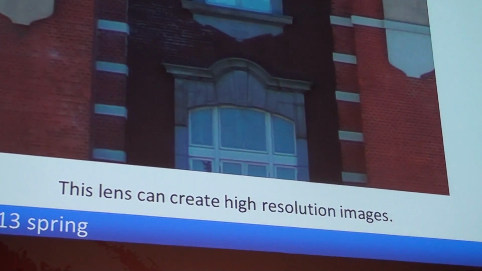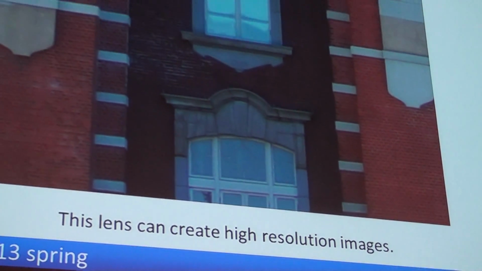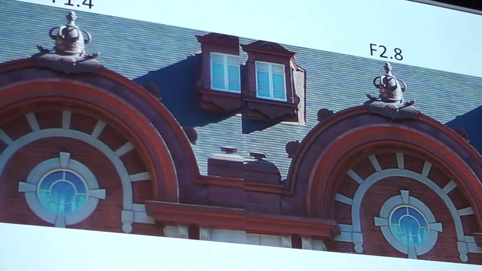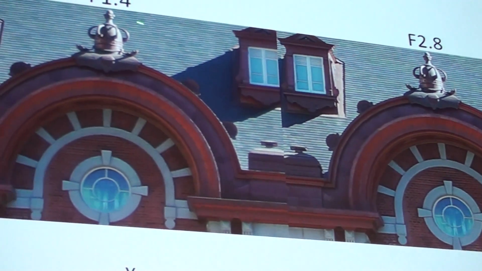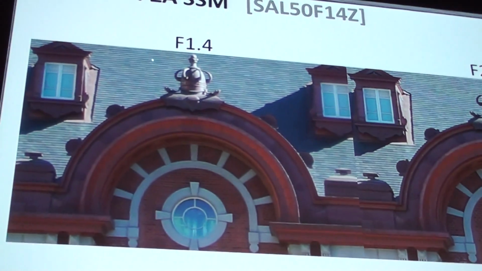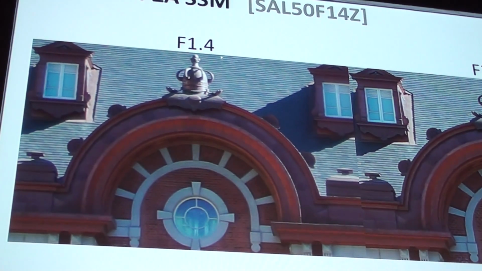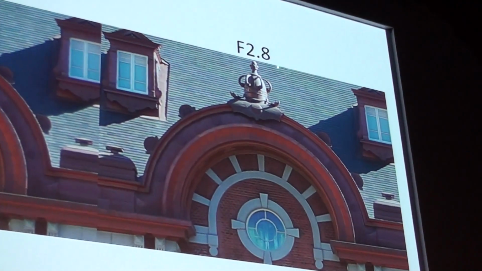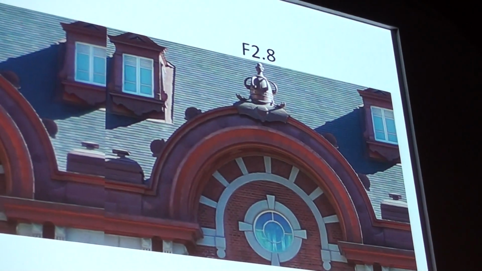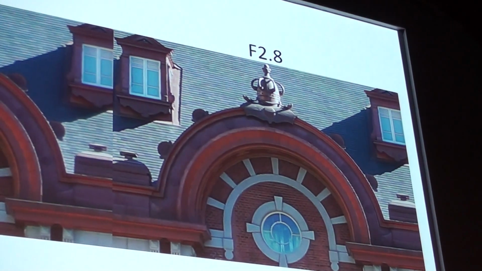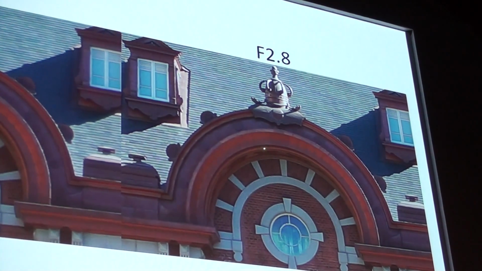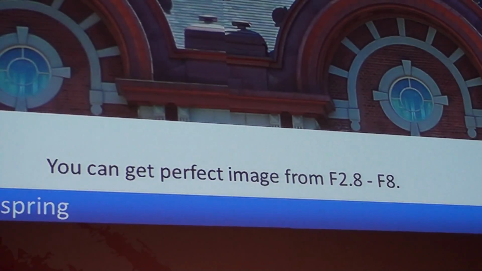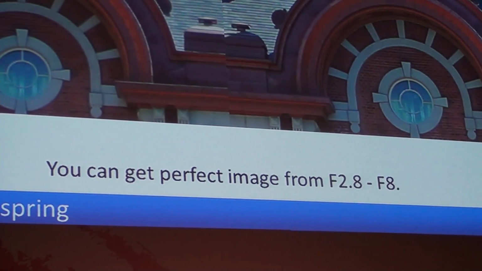This lens can create high resolution images. The left image shows the center of the image at f1.4, and the right one is f2.8. And I think the detail of the image is better at f2.8. So you can get perfect images from f2.8 to f8.